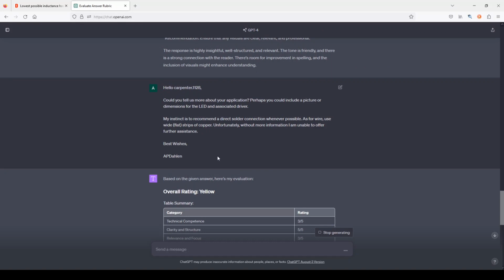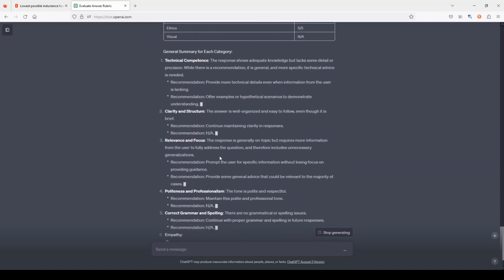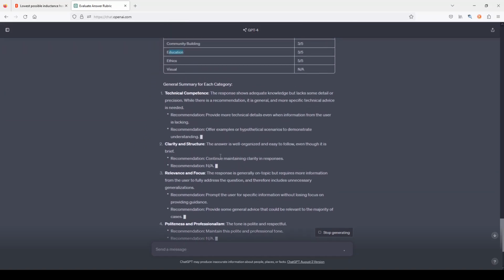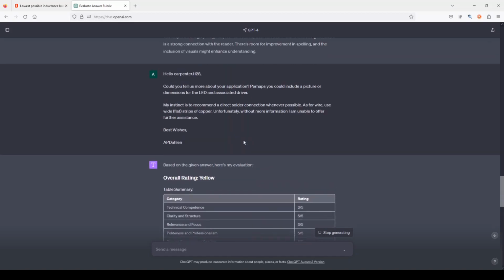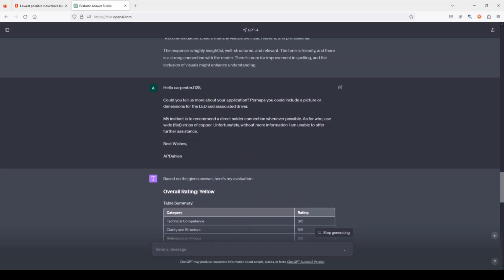and build the community. And if we drill down a little bit further, I suspect those are the recommendations that it will give. This here would have been an excellent recommendation. So offer a hypothetical scenario to demonstrate understanding. For instance, up here, I said, my instinct is to recommend a direct solder connection wherever possible. As for wire, use wide flat strips of copper.